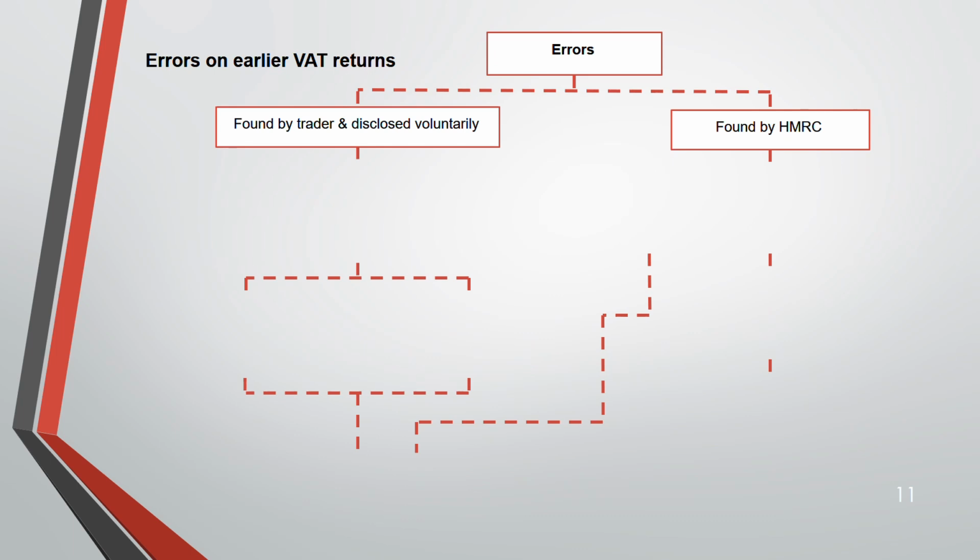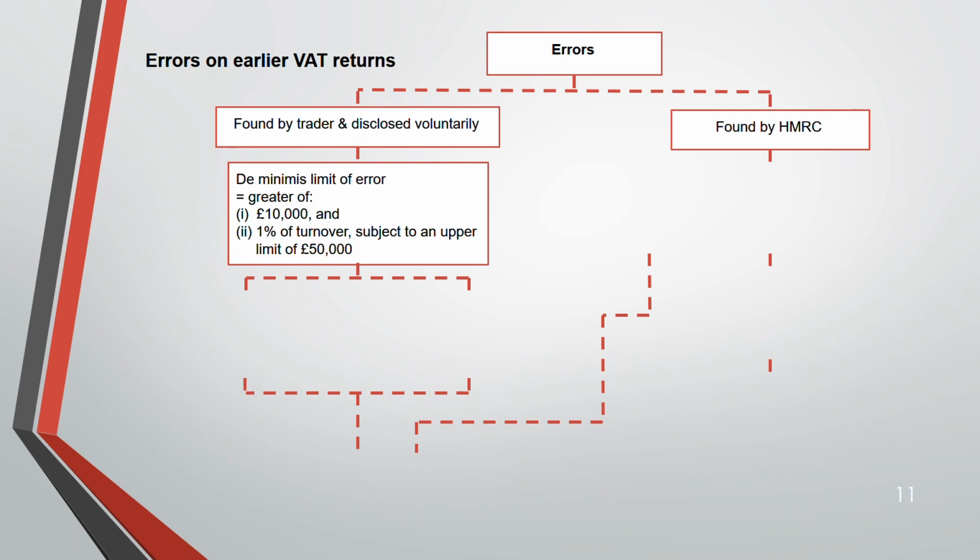Impact is different. If it's found by you and you're disclosing it voluntarily, there's a de minimis limit of error. You have to check the limit of error. De minimis limit of error. You have to see the de minimis limit of error is the greater of these two things. Greater of 10,000 and 1% of turnover, subject to an upper limit of 50,000. Whichever is the greater is the limit of your error.